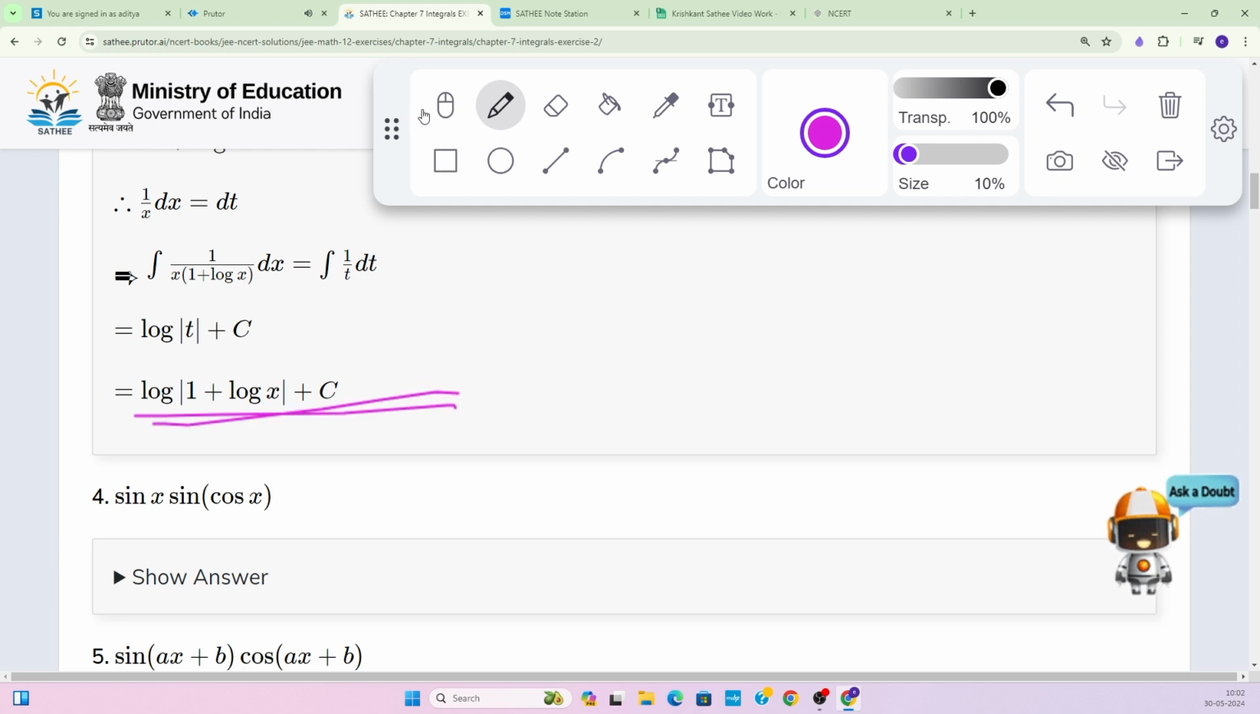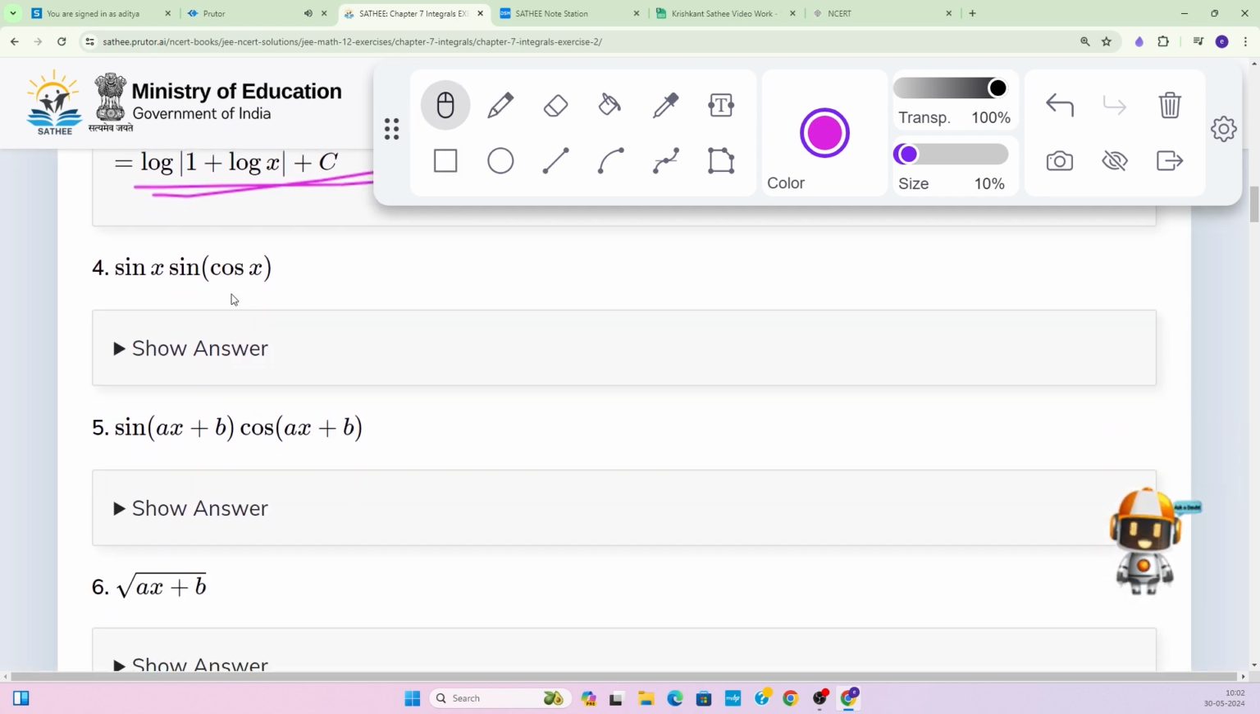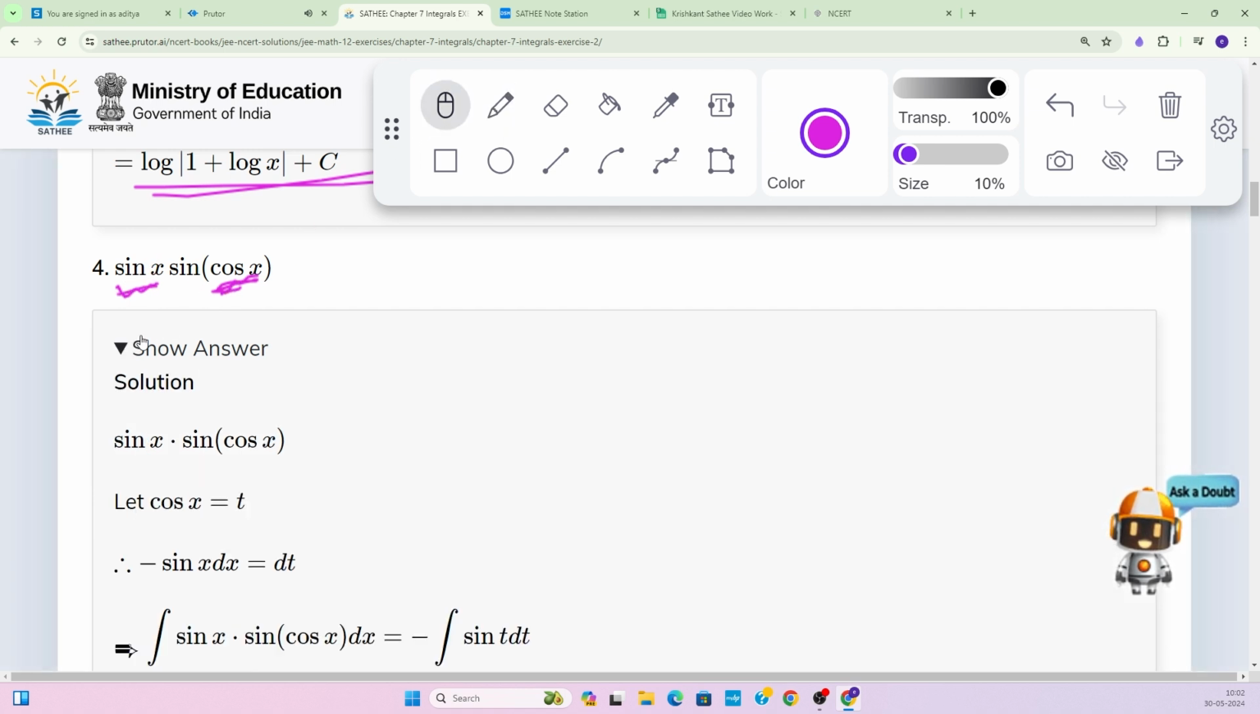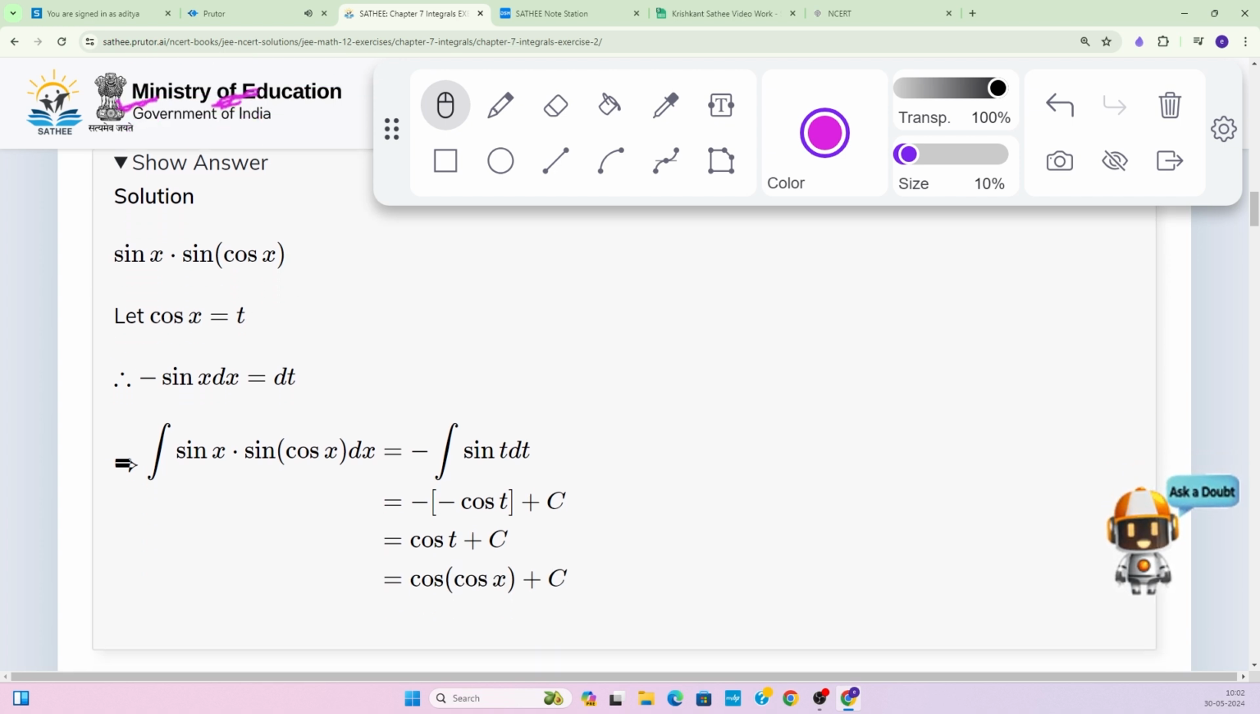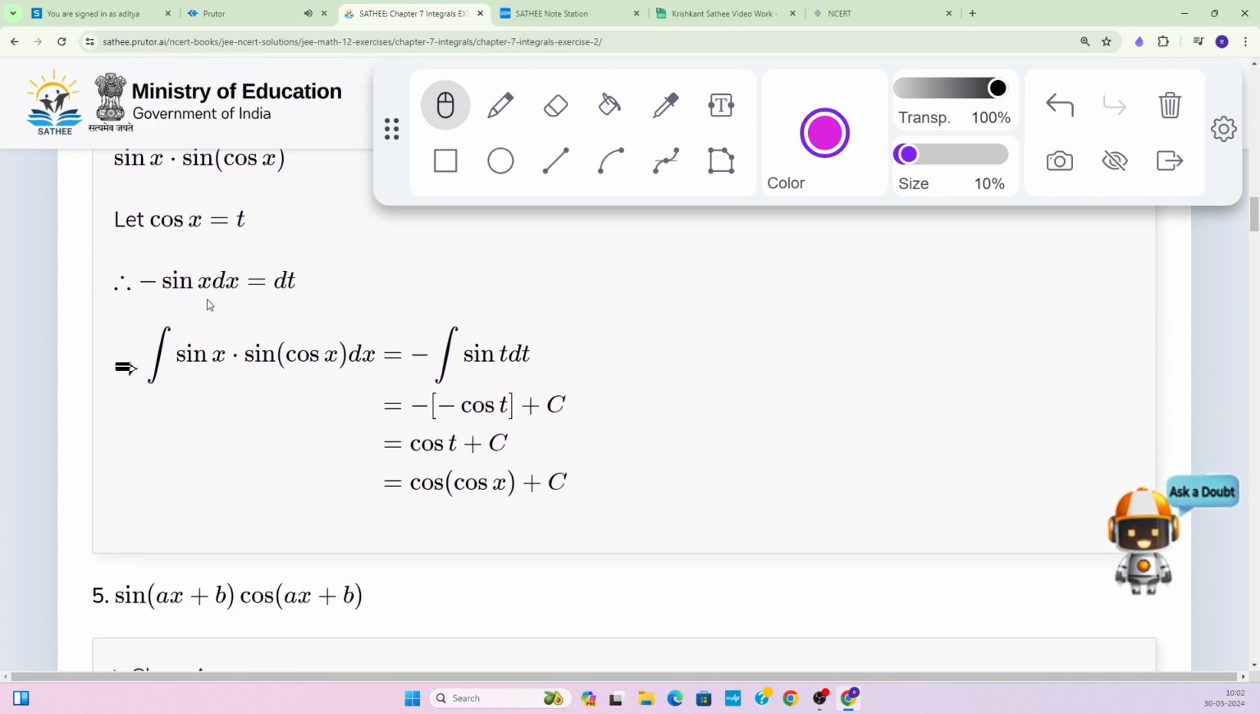Clear. Now think about what substitution you can make here. What expressions are you having? One is sin x, another is cos x. If you take sin x as t, the differentiation will be cos x, and you cannot replace it. But taking cos x gives you minus sin x. This means the derivative of cos x is minus sin x, so you can easily replace your sin x. So take cos x equal to t. This means dt is equal to minus sin x dx.